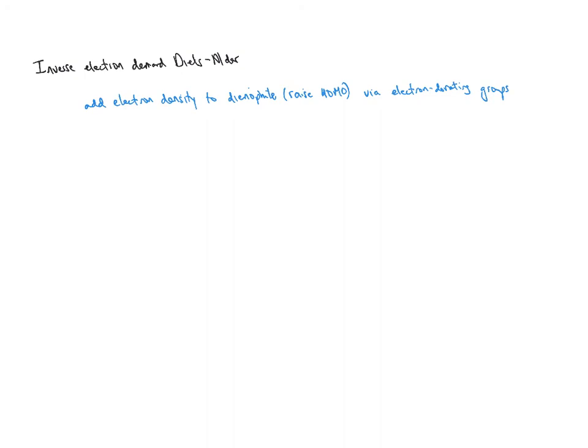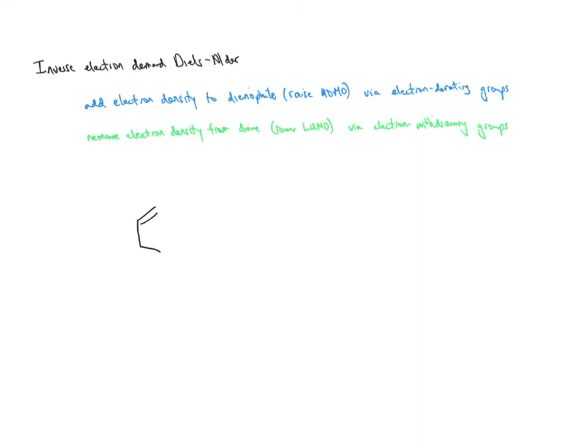Likewise, you're going to remove electron density from the diene, which is going to lower the LUMO. And this is going to happen via the addition of electron withdrawing groups. Those electron donating groups and electron withdrawing groups are really the same type that we had previously, but now they're on different types of systems.